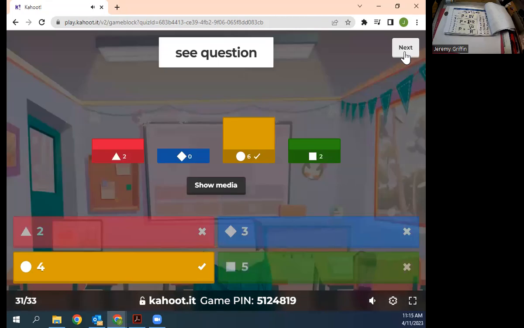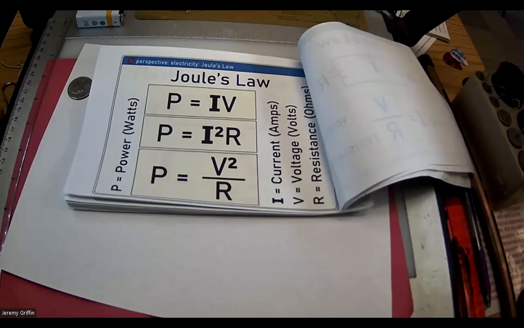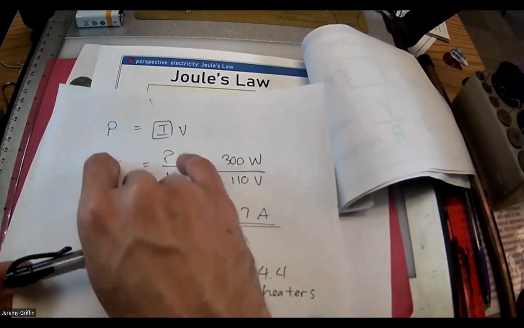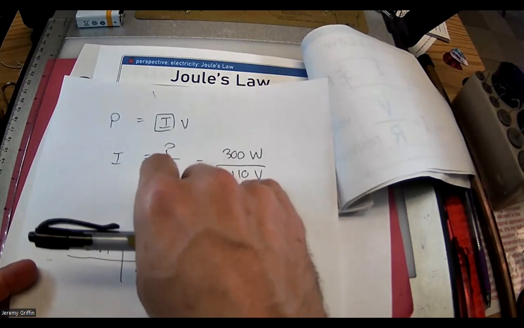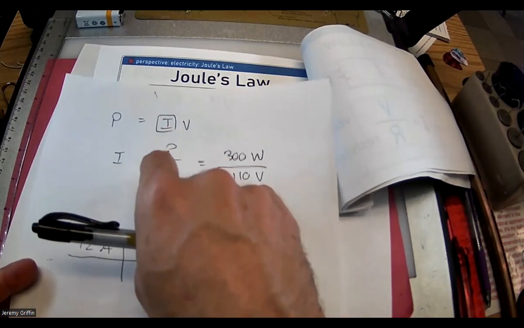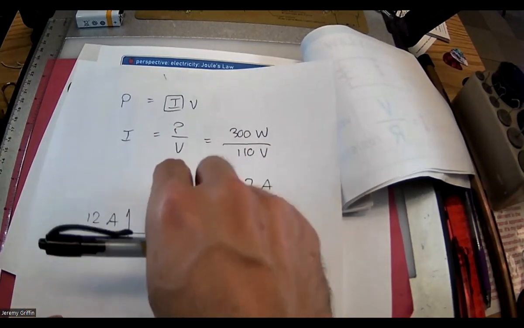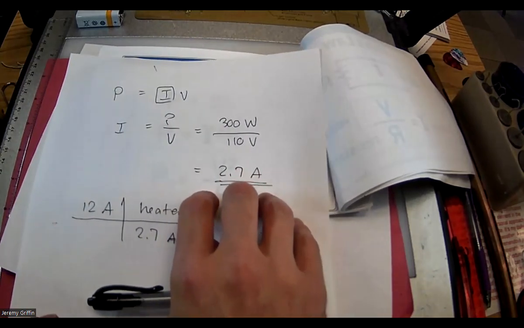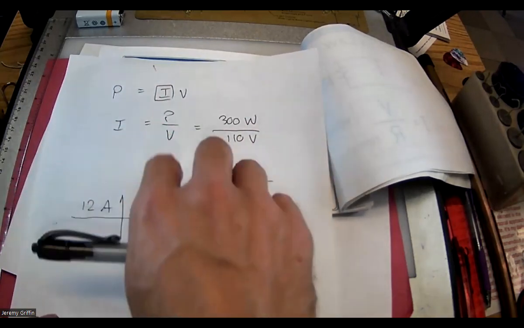All right, I see you said four. That was a complex type question. So take a look here. They told you the power rating and the voltage source. That's the power rating of the heater. That's the voltage source. So a single heater is going to draw this many amps. Use Joule's law. Rearrange it, that many amps.